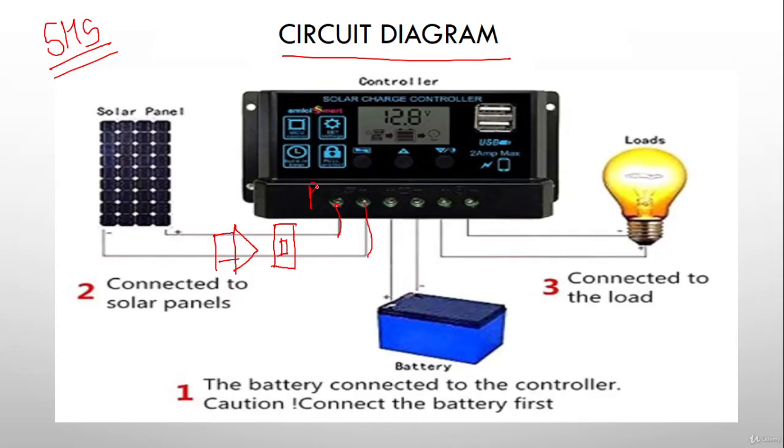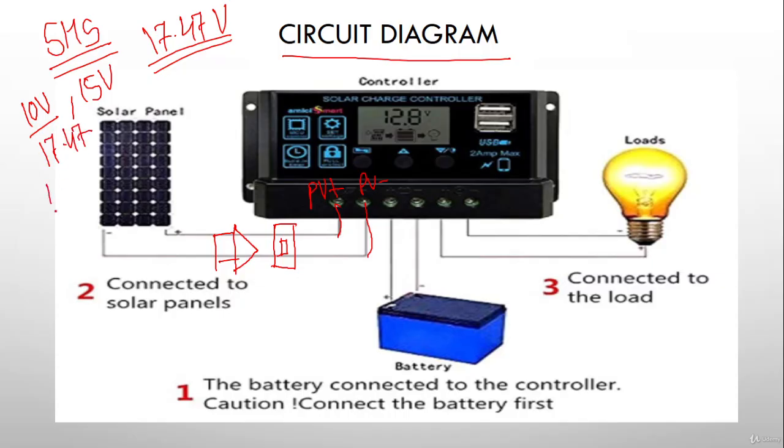On the charge controller, it is written PV positive and PV negative. As per the day conditions and radiation conditions, though we have a standard maximum power point voltage of 17.47 volt, in the morning it will feed near about 10 volt. In the afternoon it will feed near about 15 volt, and near 1 to 2 p.m. it will feed near about 17.47 volt. Again in the evening it will feed 12 volt.